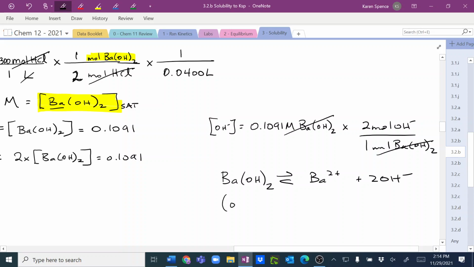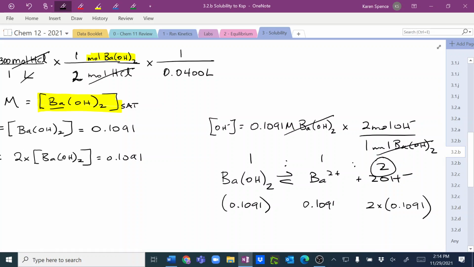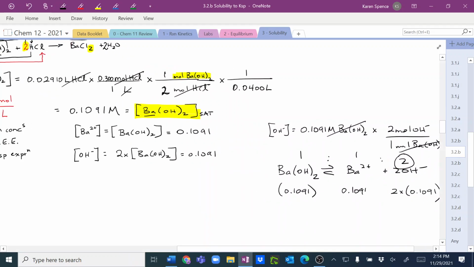If this is 0.1091, then this, which is 1 to 1 to 2, this is 0.1091, and this is 2 times, because of that 2 there, 0.1091. I don't care which way you show your work, whatever makes the most sense to you. Yeah? Pick one that you like. All right.